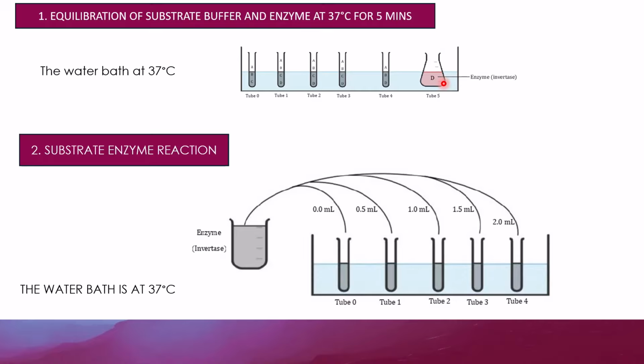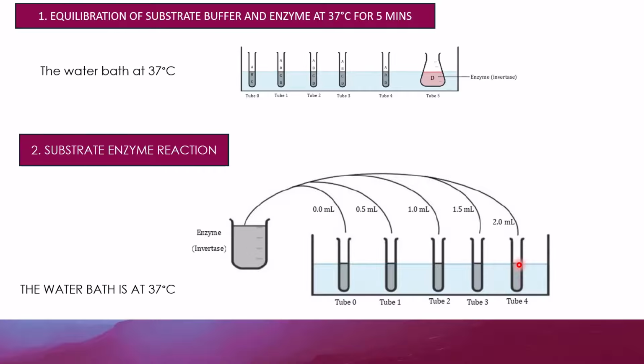So the next step is to perform an enzyme substrate reaction, and this is done by adding 0.0 mils of the equilibrated invertase, which is the enzyme, to test tube 0 from our previous label. To test tube 1, we add 0.5 ml of the equilibrated enzyme. To test tube 2, we add 1 ml of the equilibrated enzyme. To test tube 3, we add 1 ml of the equilibrated enzyme. To test tube 4, we add 2 ml of the equilibrated enzyme.